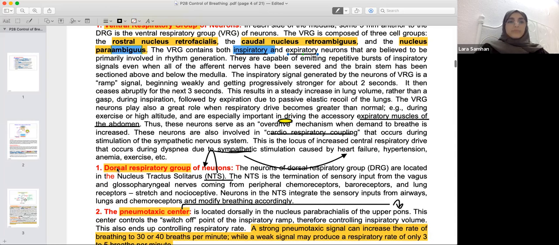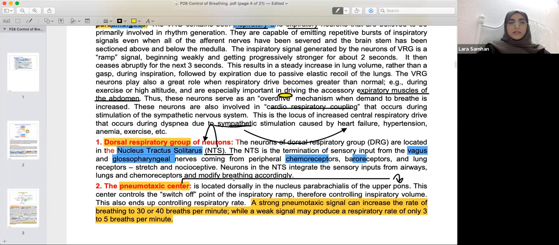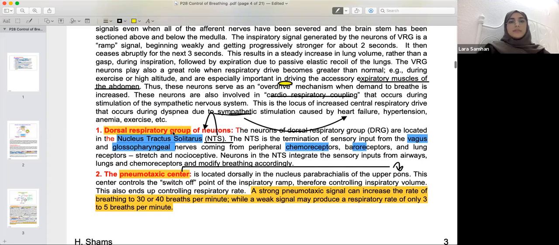Now, in regard to the DRG, or the dorsal respiratory group, as we said, it's available in the NTS, which is the nucleus tractus solitarius. The nucleus tractus solitarius has this DRG, and it also has other cranial nerves, and it's available in the medulla oblongata. Basically, this NTS has the sensory input of the vagus nerve, which is cranial nerve number 10. It also has the glossopharyngeal nerve, which is cranial nerve number 9. It's the tongue nerve; the glossopharyngeal nerve is the sensory supply of the posterior part of the tongue. It helps with the peripheral chemoreceptors, baroreceptors, and it also has the mechanoreceptors. So this is in regard to the DRG, the dorsal respiratory group.